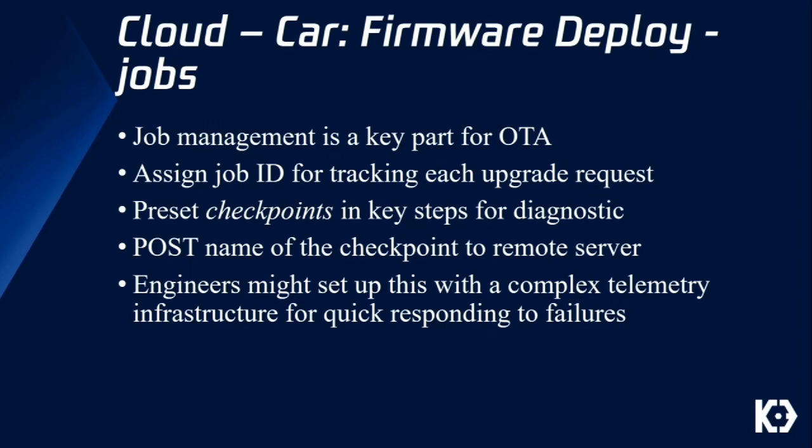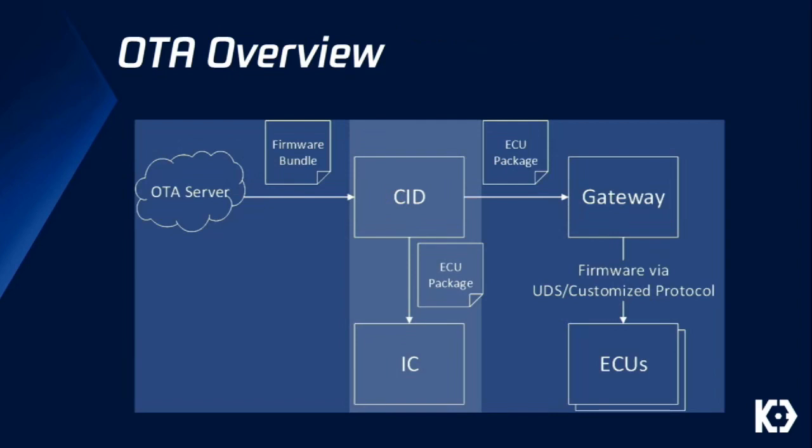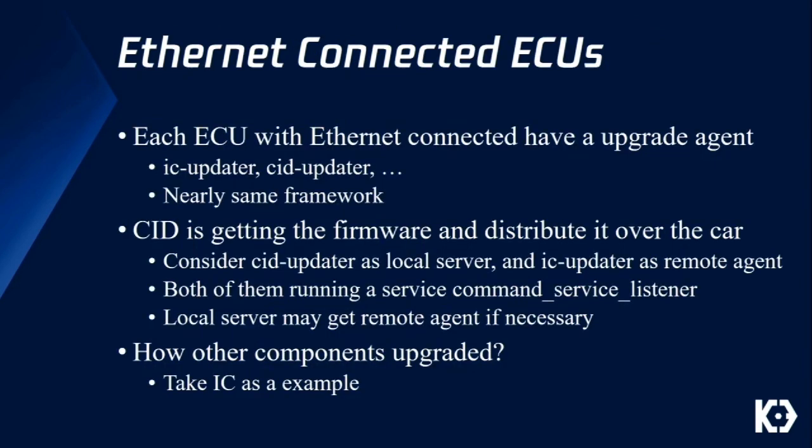After the bundle has been deployed to the CID, now it's time to distribute it through the car. Let's talk about the first step, which we call Ethernet-connected ECUs. Those ECUs are connected to the CID with Ethernet, and they all have an update agent. For example, for IC, we have IC updater, and for CID, we have CID updater. And they are sharing nearly the same framework, although considering they are running on different platforms, the code may be different. Some code will be different, but most of them are still the same. And after CID got the firmware, it will distribute it to other update agents.